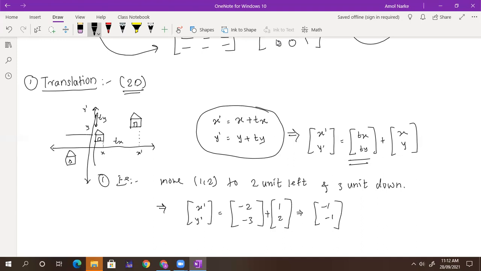Okay. Everyone understand translation? Very simple. Yes or no? Yes, sir. Okay. Now next is, everyone please write down this.